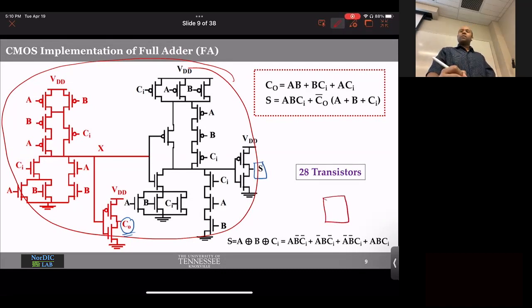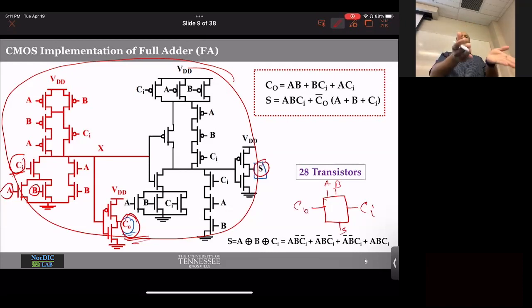Let me draw it right here. You have 2 inputs, A and B. And one more input. What is that? CI. So you have 3 inputs. And you have 2 outputs. See? You have carry out and you have sum. What do you have here? What is this circuit? The adder. You have an adder right here, right?